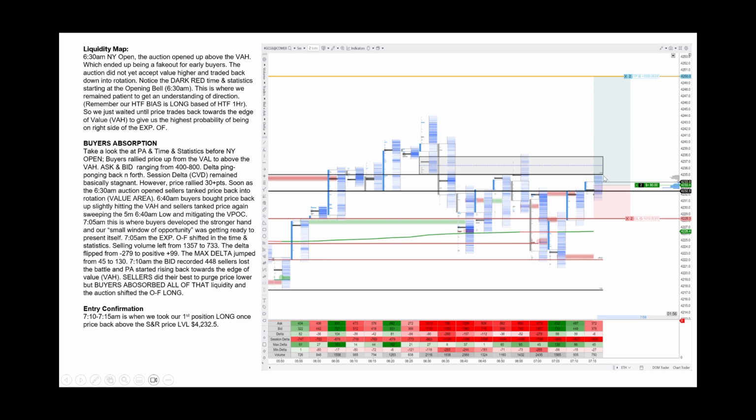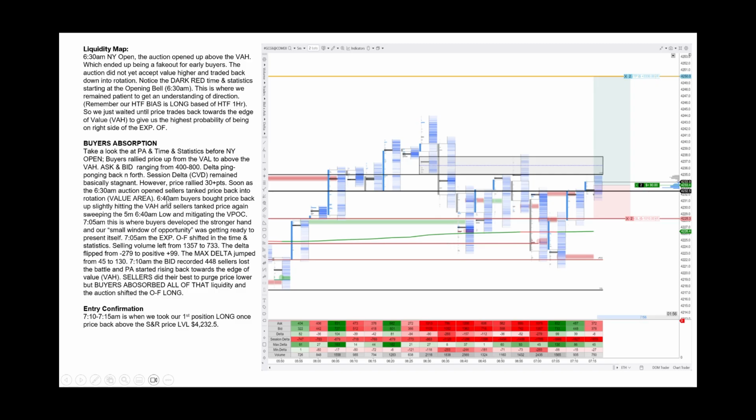So remember, we were trading above the value area high right here at the open. This was an early fake out. Then we came and swept out all this internal range liquidity, and we traded back down in rotation. We have not yet accepted value of moving higher, and so we traded back down into value.